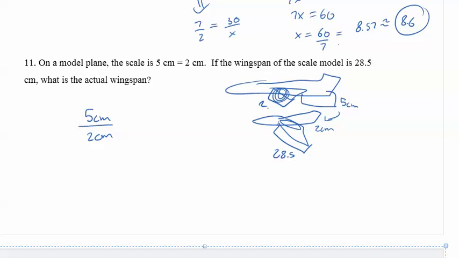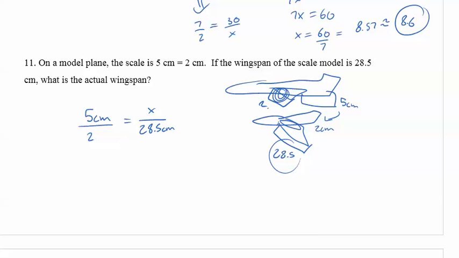All right. So according to the proportion, the big airplane goes on the top, and you know data from the small airplane, so that would go on the bottom. You can take out the measurements if they make the math a bit too confusing. There you go. That's how the ratio of proportion would be set up.